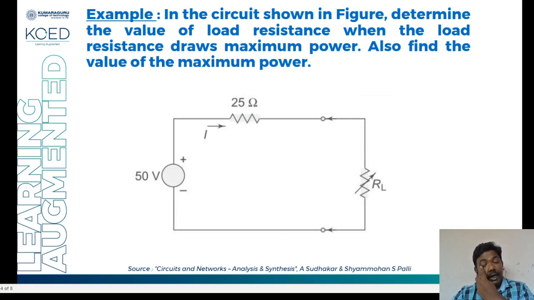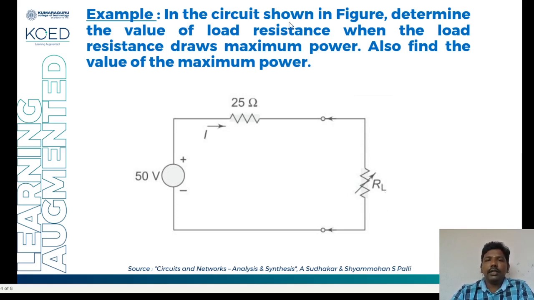Here they have directly given you the Thevenized equivalent circuit. See, you have a 50 volt source connected in series with 25 ohms. Now you are connecting the load resistance across this point. There is a resistance with an arrow mark symbol, which indicates that it is a variable resistance. So you can fix this RL to any value. This is a fixed resistance and this is your variable resistance. This RL stands for load resistance.